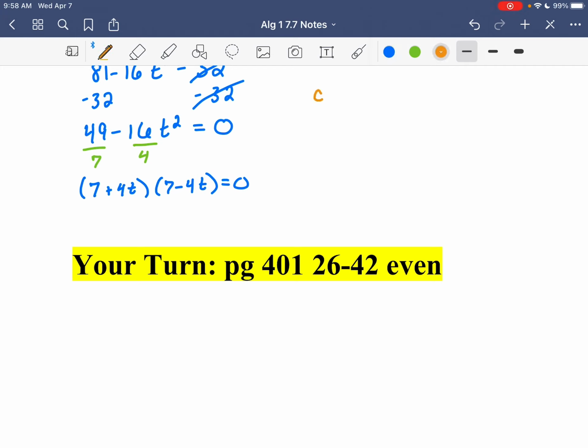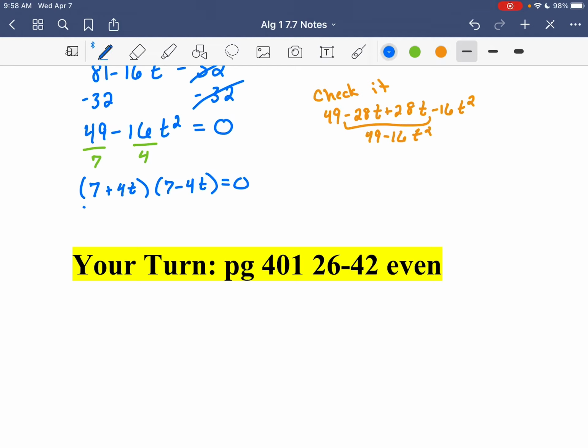We need to check it. Distribute out. 7 times 7 is 49, minus 28t, plus 28t, minus 16t to the second. Those add to 0, 49 minus 16t squared. Yep, it worked. All right, so there I have it factored.